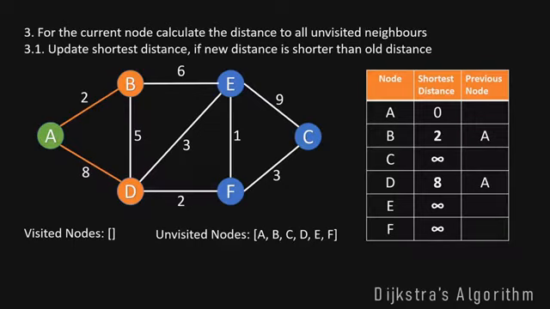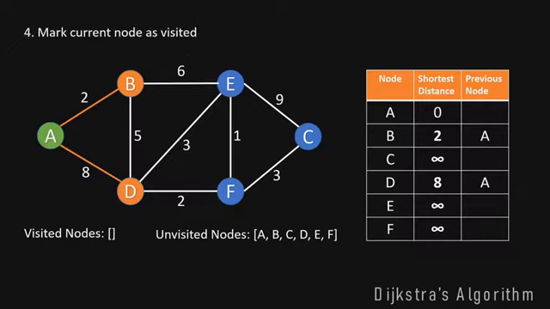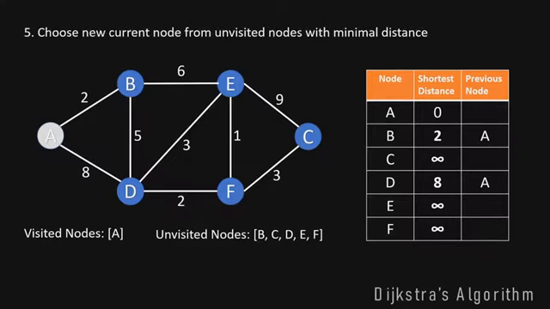And now our iteration ends here, and we can mark A as visited, remove it from our unvisited nodes, and put it in our visited nodes list. The last step we didn't talk about yet is to pick a new node as a current node to explore this graph further. And therefore, we always choose the node with the current minimal distance in all our unvisited nodes.